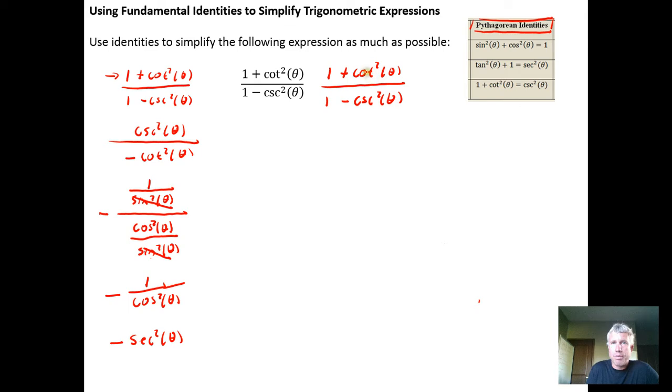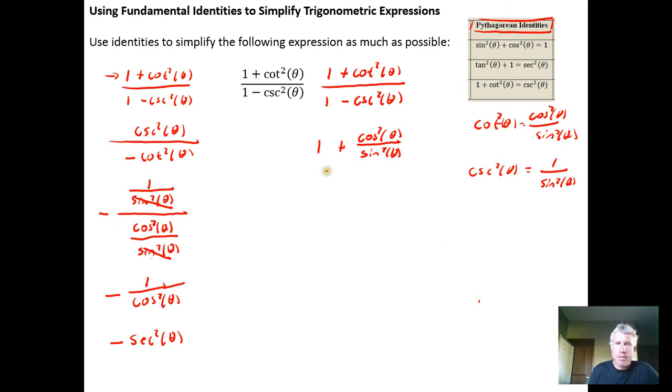And right away I could have looked at, well, how is the cotangent defined? Cotangent of theta is cosine theta over sine theta, which means cotangent squared is going to be cosine squared over sine squared, and cosecant squared of theta is just going to be 1 over the sine squared of theta. So we could rewrite this using just sines and cosines, by going 1 plus from the numerator, and the cotangent can be replaced with cosine squared of theta over sine squared of theta.